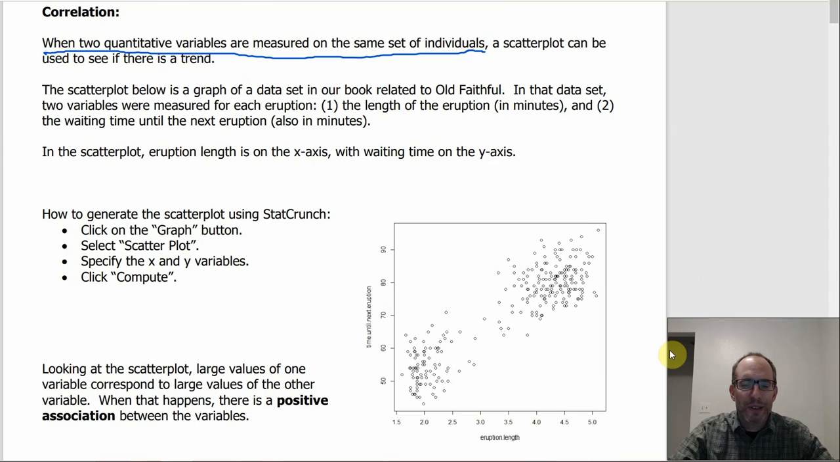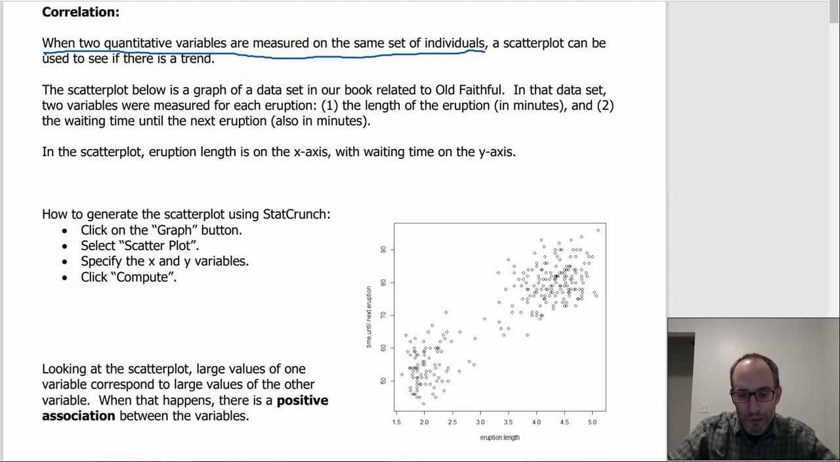You can see the labels, the eruption length and then time until next eruption. I tried to make that as descriptive as I could. But how do you do it in StatCrunch? Well, it's over here on the side. Graph is the menu you're going to want, then scatter plot, and then you just have to specify your x and y variables.